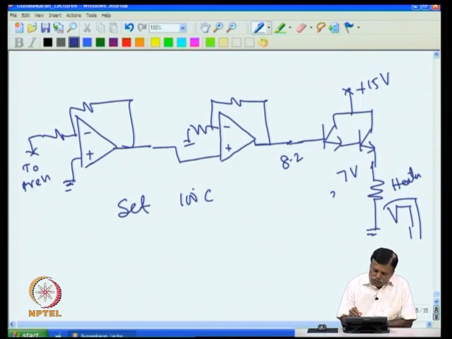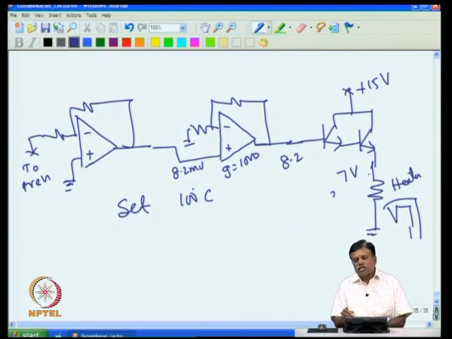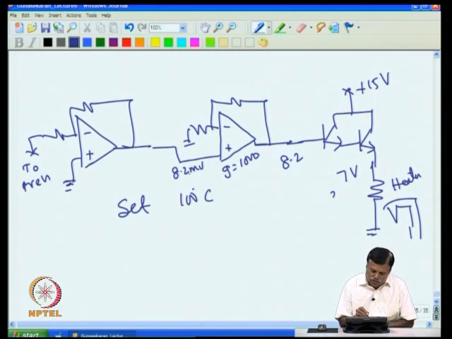To get 8.2 volt, if the gain is 1000, then I need 8.2 millivolt here. That means 8.2 millivolt will become 8.2 volt, and that will become 7 volt. Assume that 7 volt is what is required to keep the oven at 100 degree C. Then once it comes to 8.2 millivolt, this will become 7 volt, and if the temperature is not going to rise anymore, this will remain 8.2, and this is at 7 volt.